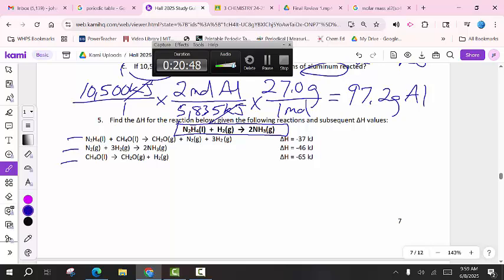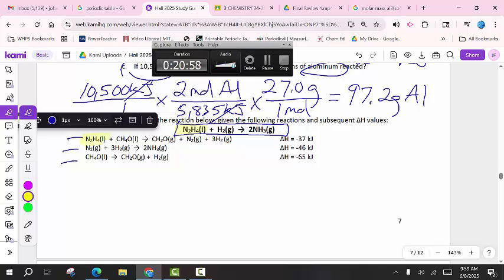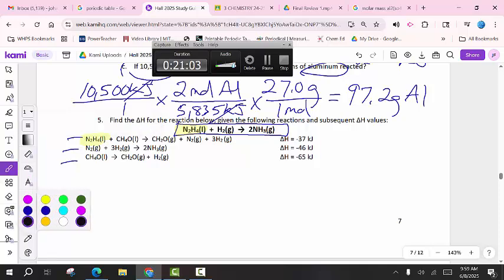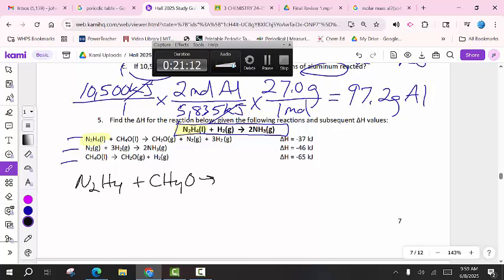And I like to focus on something that's in the reaction. So I'm going to start with the N2H4. And so if I look in my little reactions, the N2H4 is only in the first reaction, and it's on the correct side, and it has the right number of coefficients. So I'm just going to take that first reaction and I'm going to rewrite it the way that it's there. Okay, and what we'll see is all the extra stuff is going to cancel out.